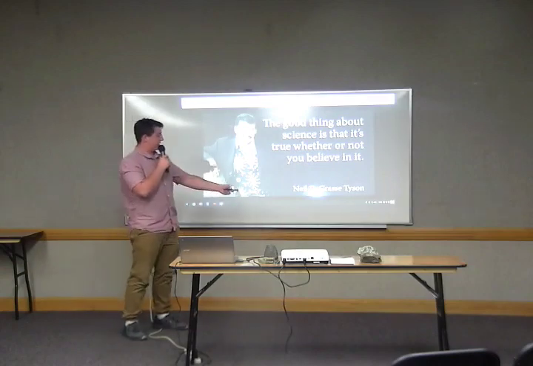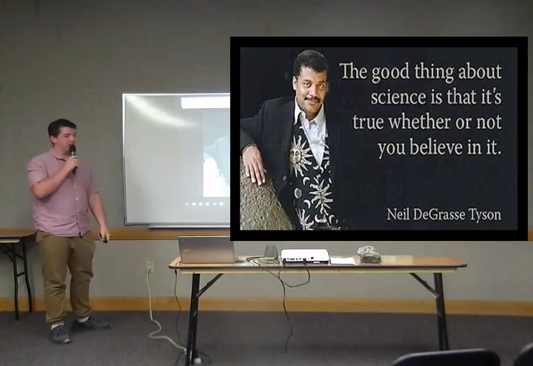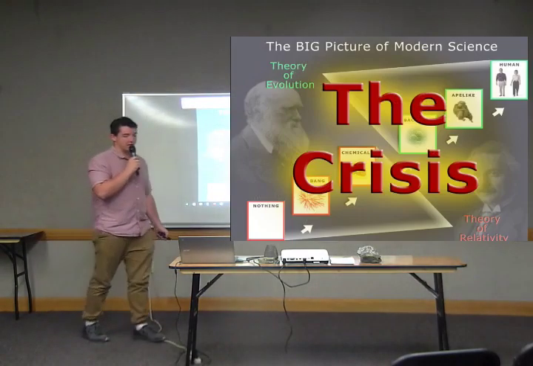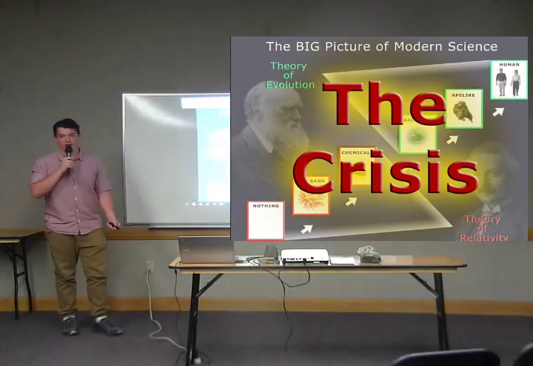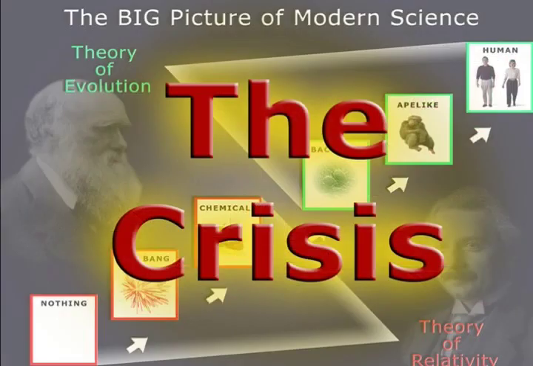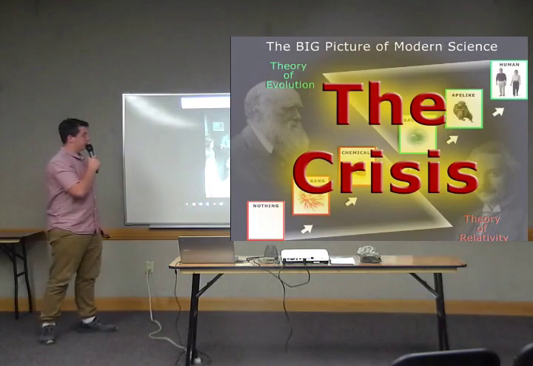Evolutionist Neil deGrasse Tyson said, "The good thing about science is that it's true whether or not you believe in it." This presents a huge crisis, because if we're not trying to find new truth and new natural laws, then what is the point of science? This presents why the UM is so crucial.